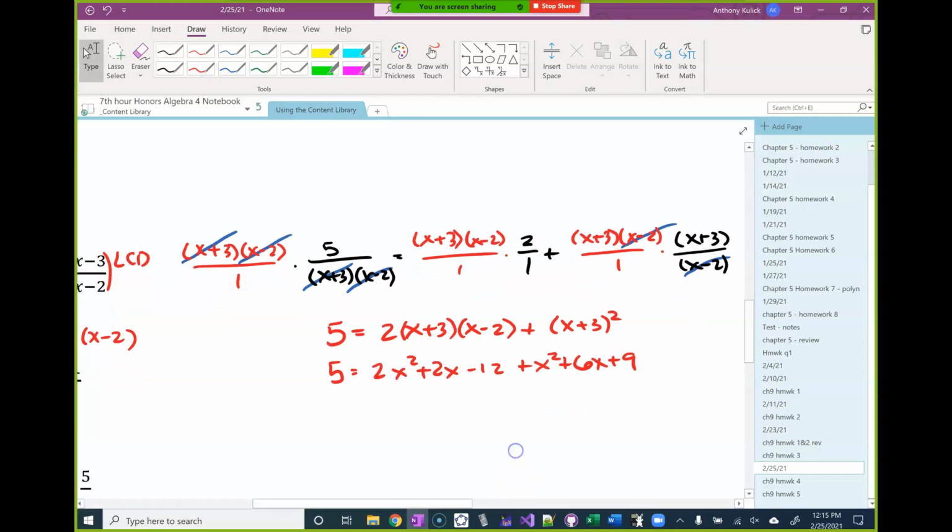And now let's combine our like terms and move everything onto one side. Yes. You said x plus 3 squared, but I thought it was x minus 3 over x minus 2. Oh, thank you. Good point. Copied that down wrong, huh? I'm glad you stopped me there.